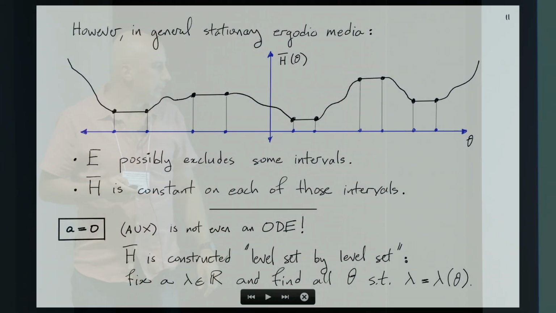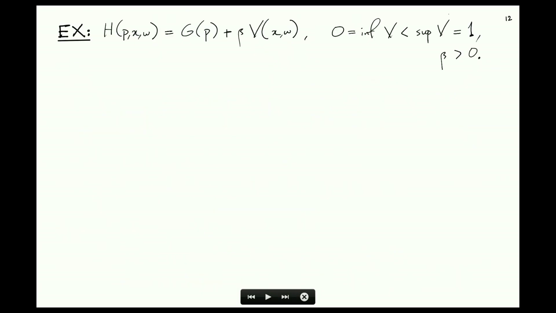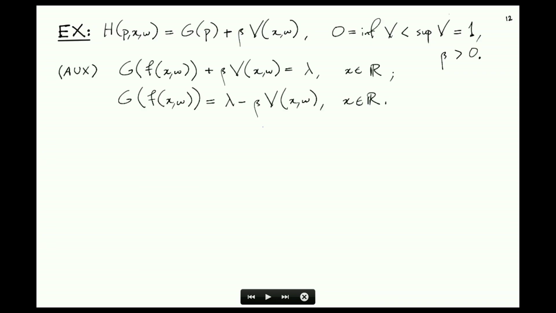So you fix a lambda. Remember what we're saying, good theta means for every theta there's a lambda. Now we're going to fix a lambda and ask what thetas correspond to that lambda. We're going to do it the other way around. So let's go to the class of separated Hamiltonians, this rich class. Just for convenience, I'm going to assume that V is between 0 and 1, and I'm going to throw in some amplitude parameter beta. That's to remind you.